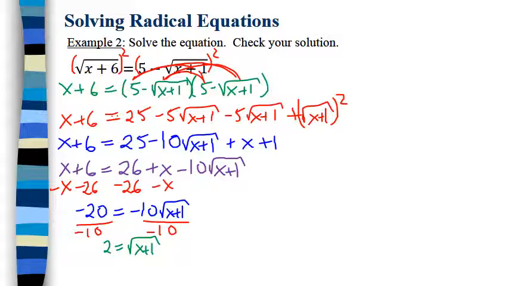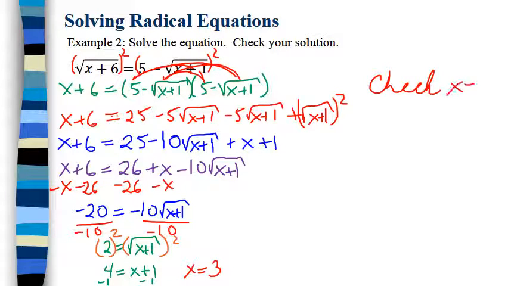Now that that radical is all by itself, we can go ahead and square that and square the left. And so now we have 4 equals x plus 1. And so if we subtract 1 from both sides, we end up with x equals 3. So now we just need to check that. Does x actually equal 3 when we put it back in the original equation?